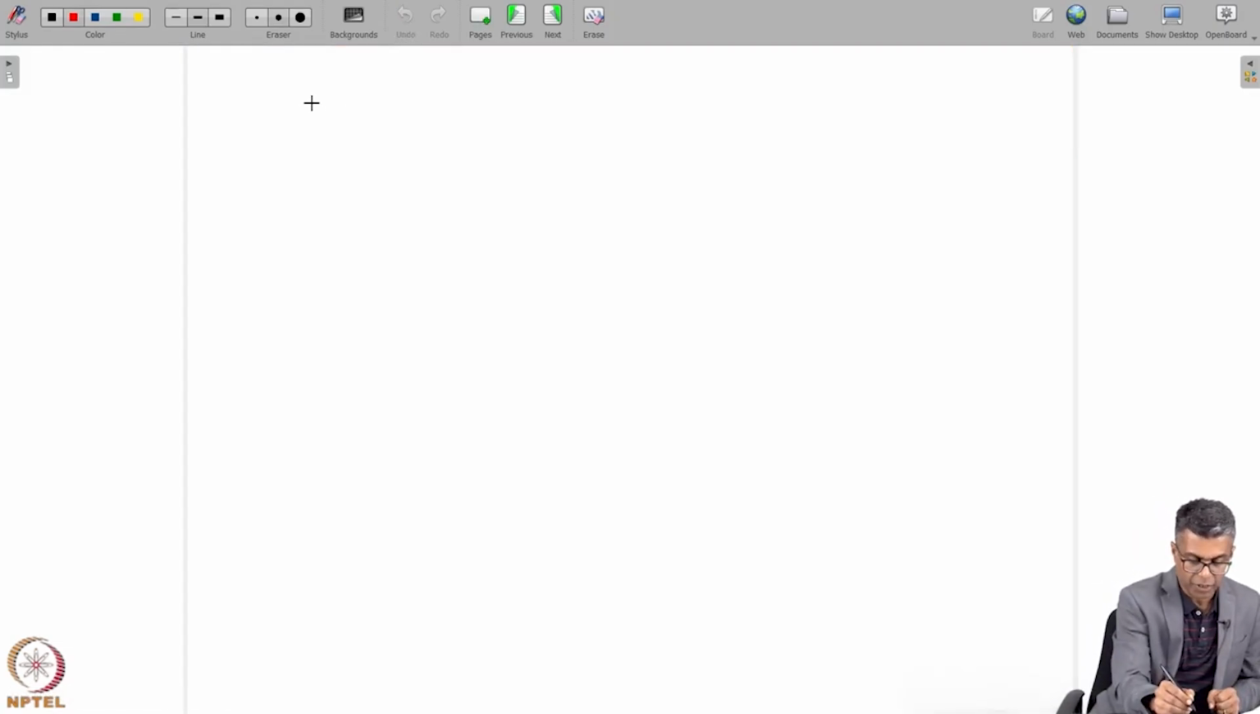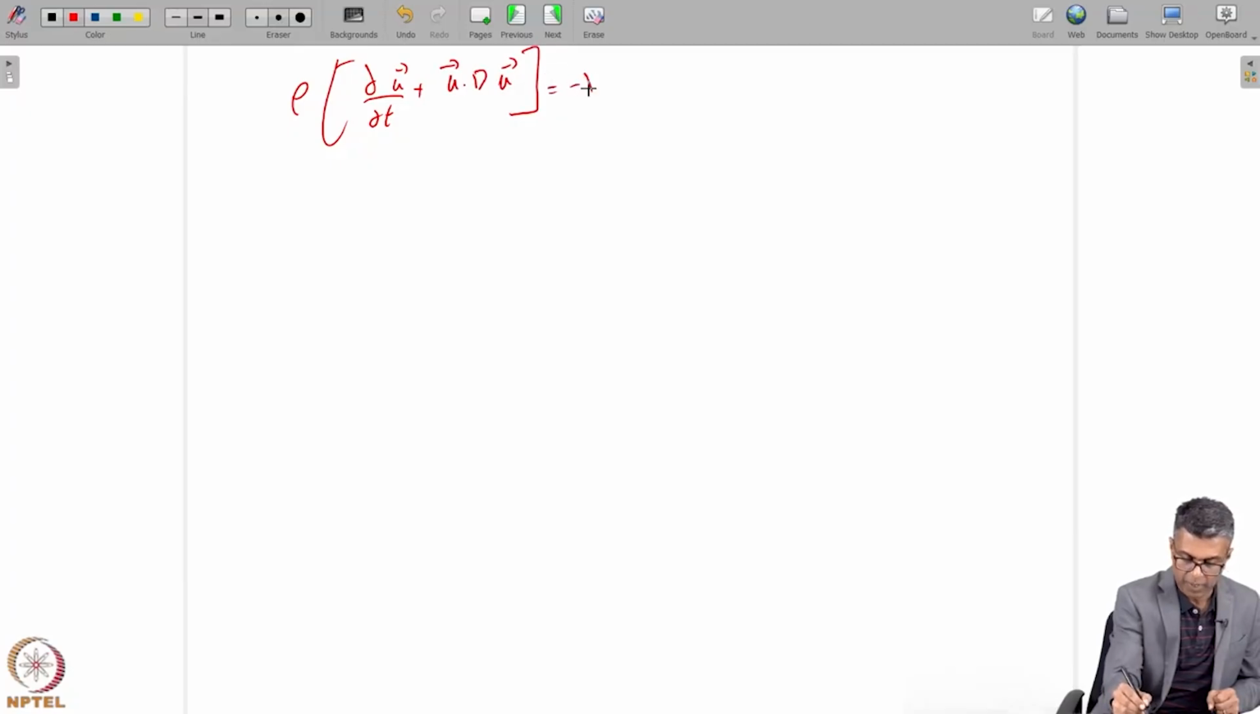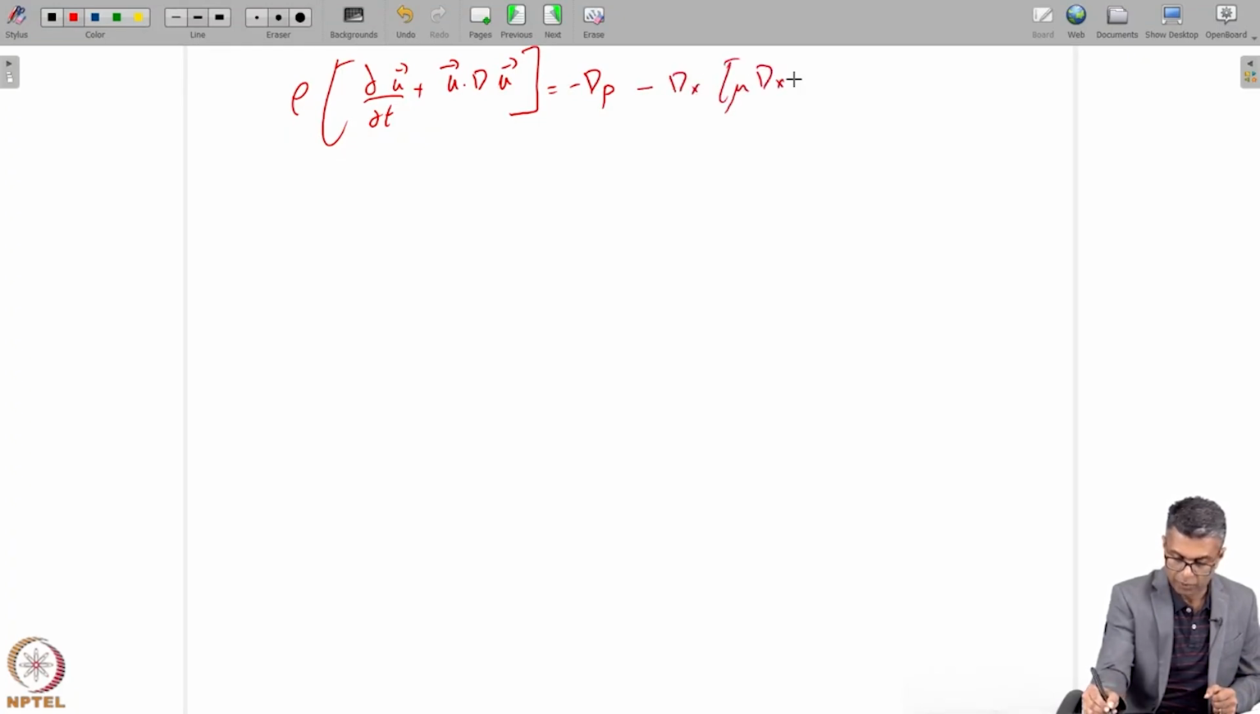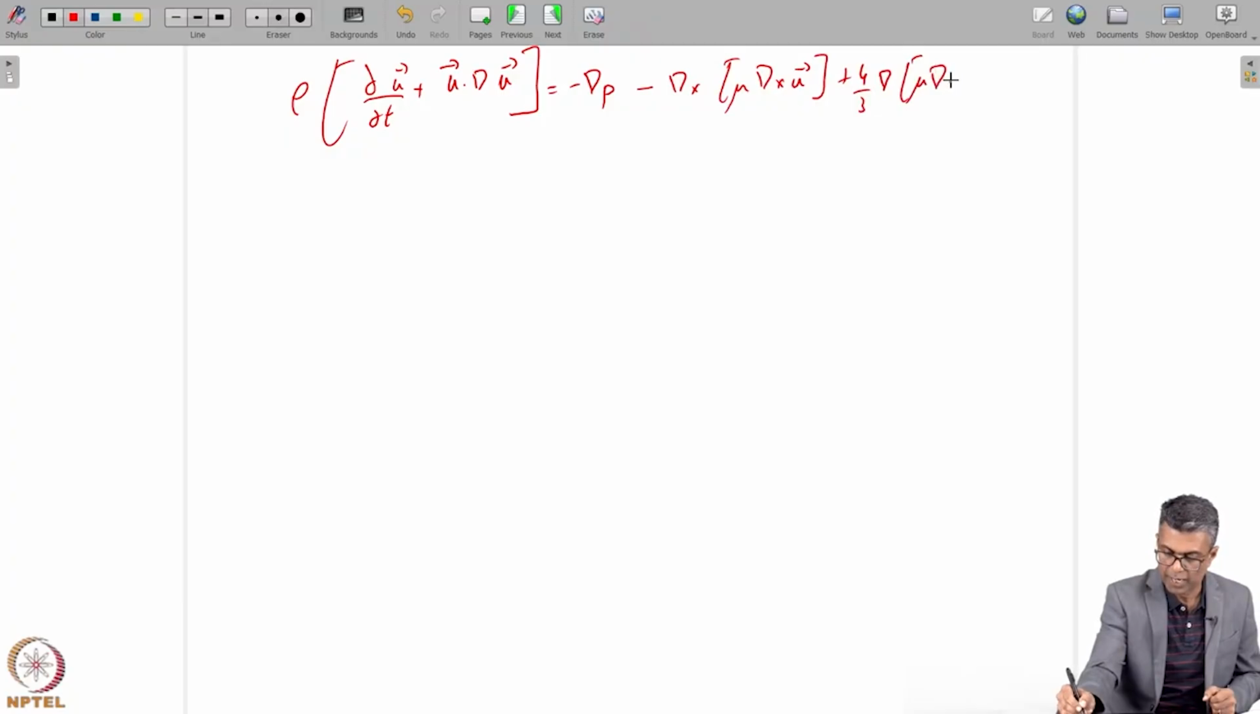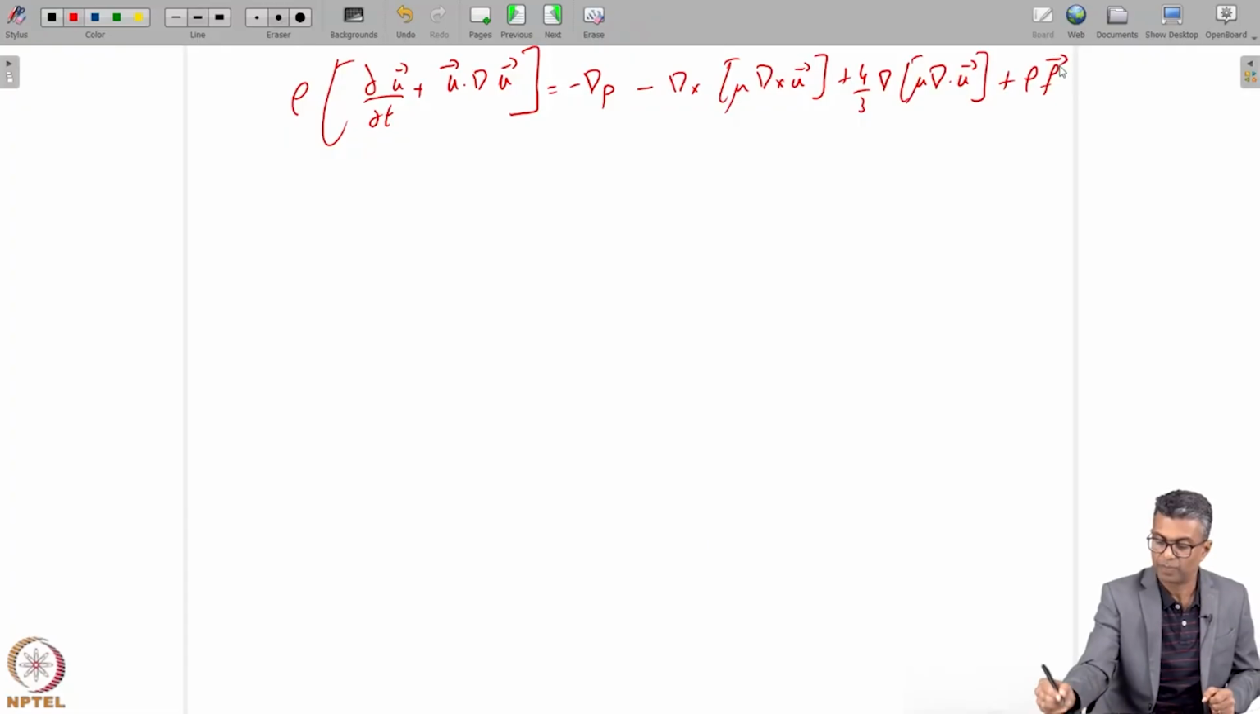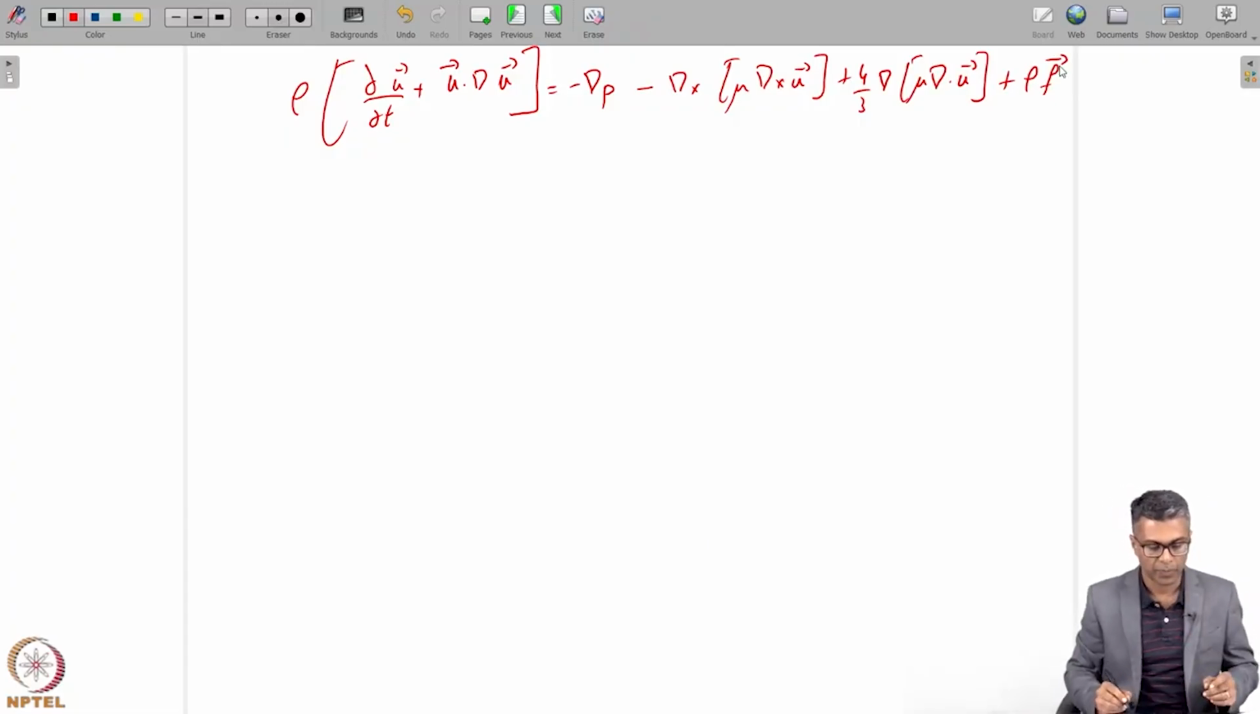I'm going to rewrite the equation. So rho del U del T, and U is a vector, of course, plus U dot del U, isn't it? U is a vector, equals minus del P. P is a scalar, but del P becomes a vector, minus del cross mu del cross U, isn't it? Plus 4/3 del, and then you will have mu del dot U, U is a vector again, plus rho F. F is a vector.